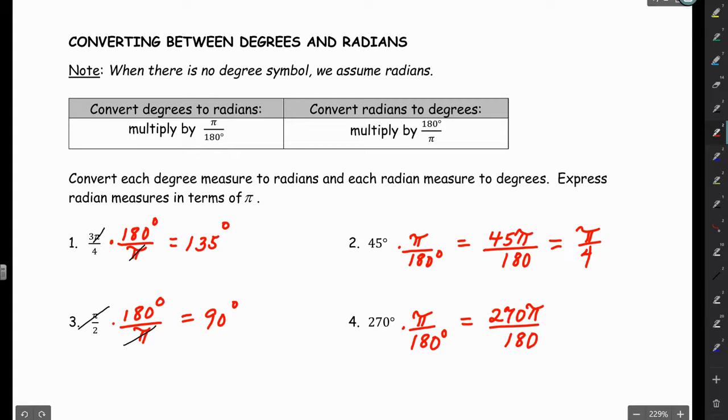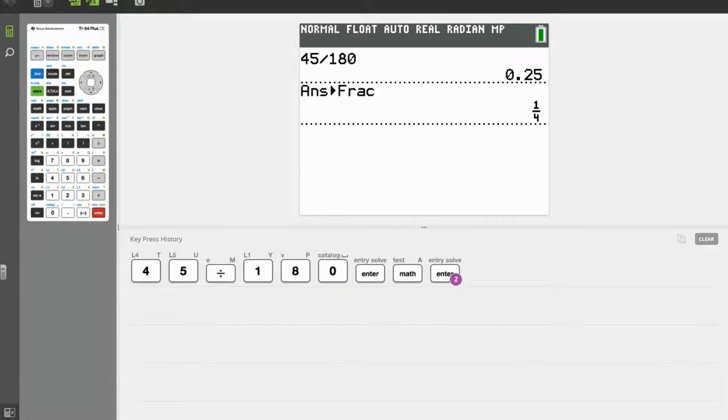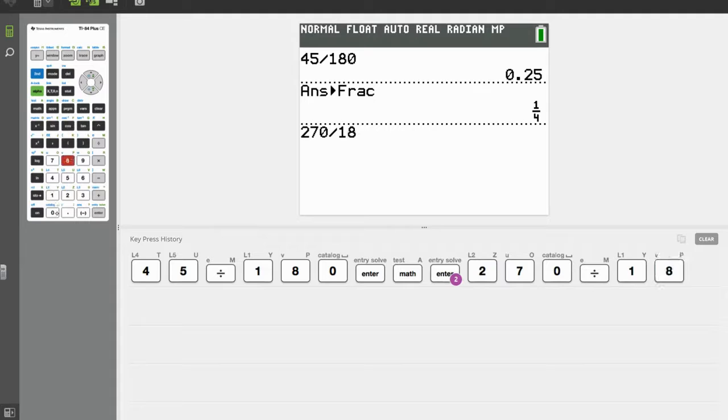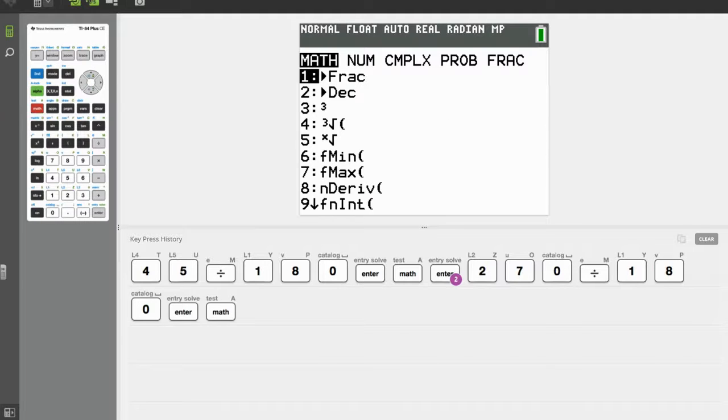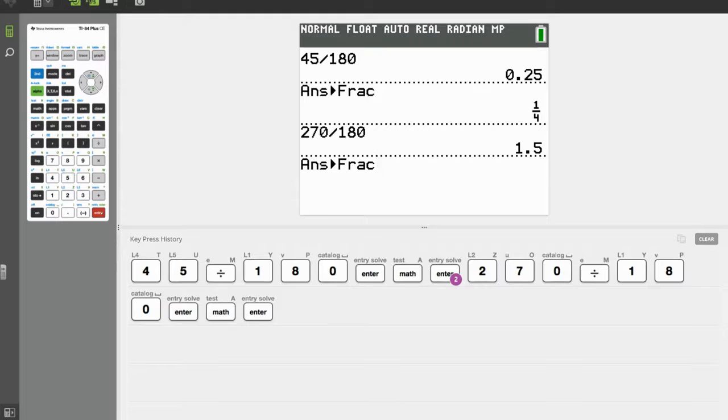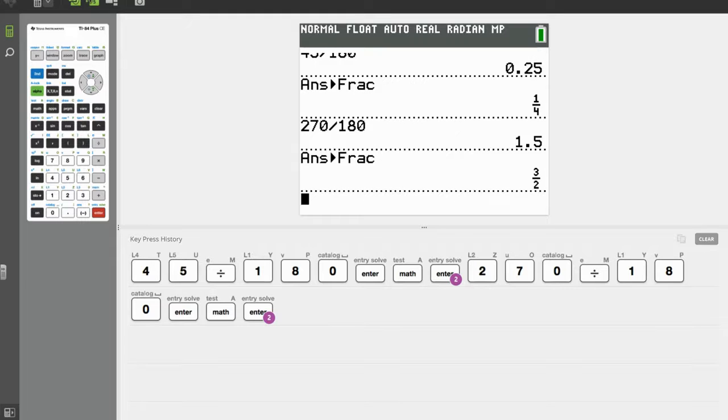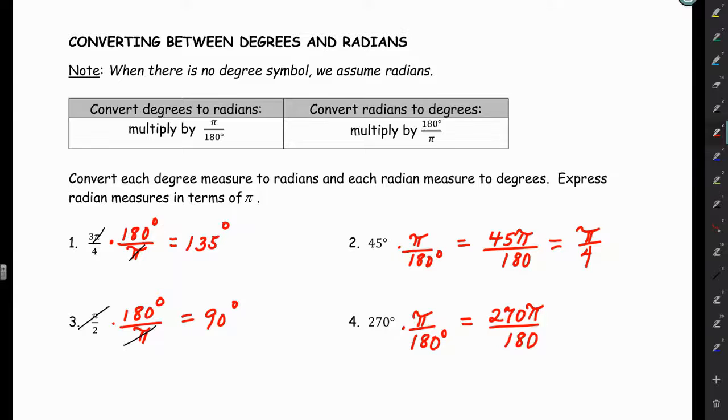Let's simplify that using the calculator. We're going to do math, enter, enter, and that gives us 3 over 2. So we're left with 3 pi over 2.